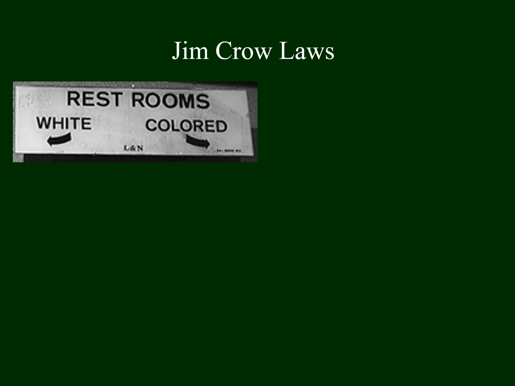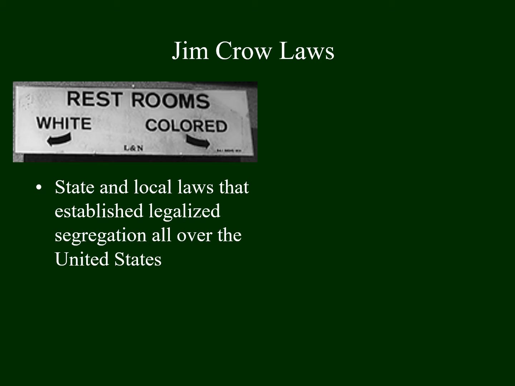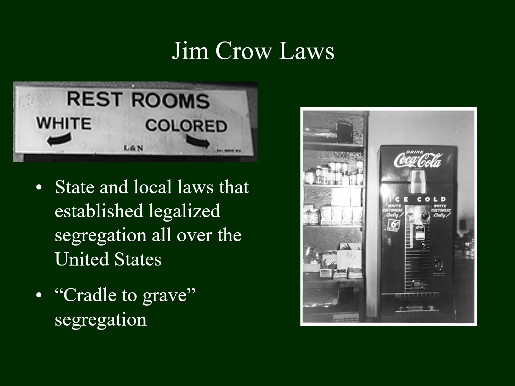Once the Supreme Court declared that it was legal to segregate based on race, state and local communities passed their own laws. These were often referred to as Jim Crow laws. These were state and local laws that established segregation all over the country. Restrooms, drinking fountains, schools, movie theaters, sports stadiums, courtrooms were all segregated. People called this cradle-to-grave segregation because it began at birth, like with hospitals, and it didn't end with death because even funeral parlors and cemeteries were segregated.